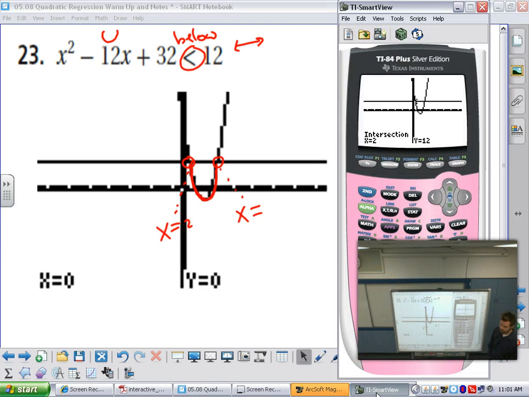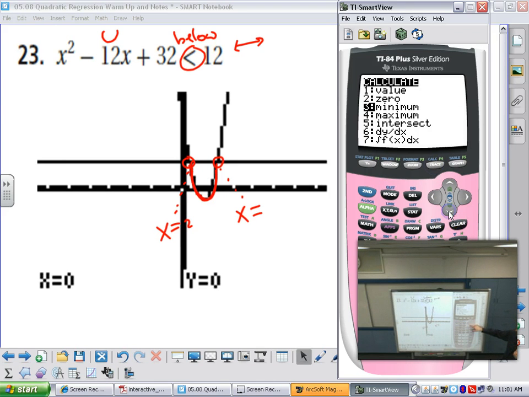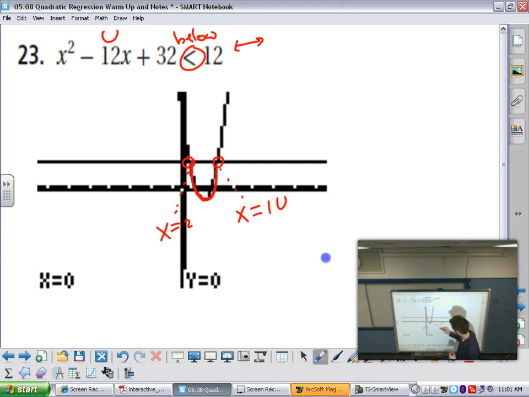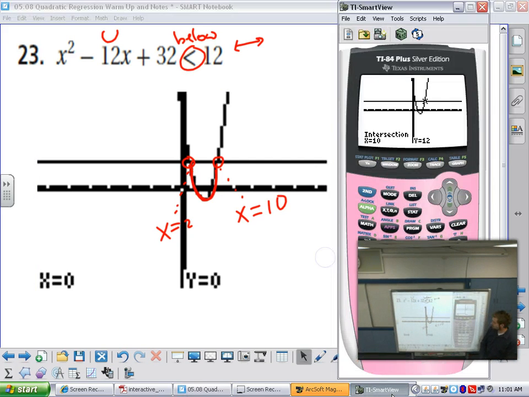Now I need to find the other one in the same line. Second trace, intersect. First curve, parabola, sure. Second curve, line. Please give me that point. 10. It is so interesting.